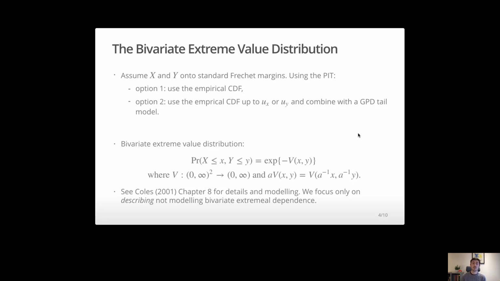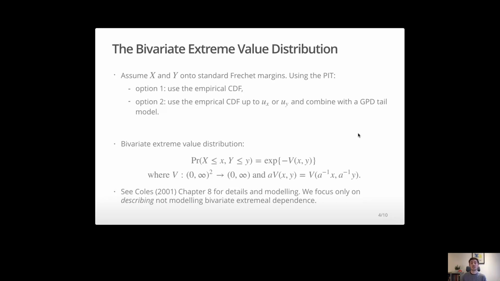Okay, so one of our issues here was that the marginal distributions of X and Y are impacting our dependence measure. So if we're constructing a way of measuring this dependence, what we want to do is assume a particular marginal form for X and Y, and depending on the random variables we're actually modeling, we can then use the probability integral transform to map them onto those margins. The first way to do this is to simply use the empirical CDF for all values of X and a separate empirical CDF for all values of Y, and to pass our observed values through these to obtain our observed values on standard Frechet margins.